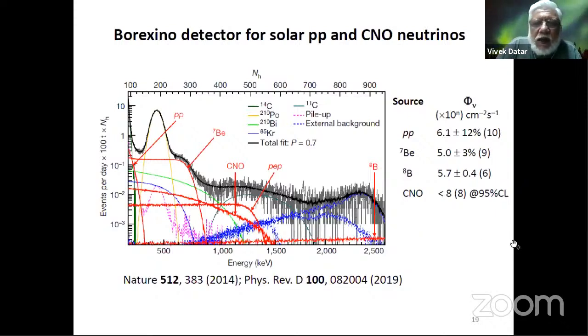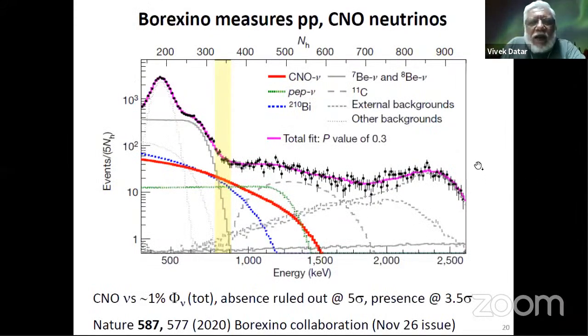Now, Borexino did a better job in analyzing this background of bismuth-210, and in a later paper in 2020, I think, which they have published. This is a Nature paper in 2020, November 26 issue. So this is not very old, actually. This is just about a few months old, 3 months or so ago.